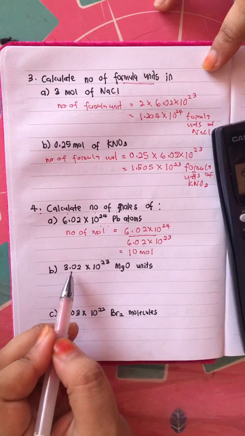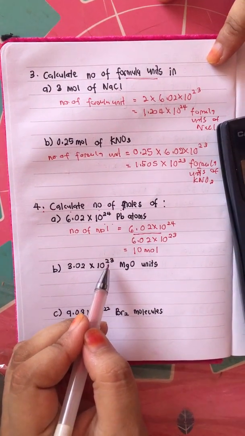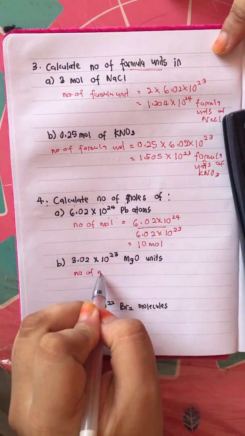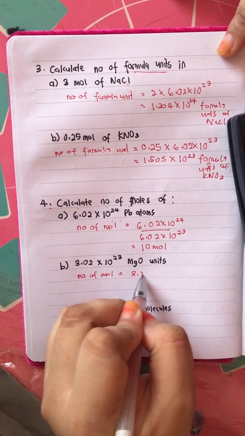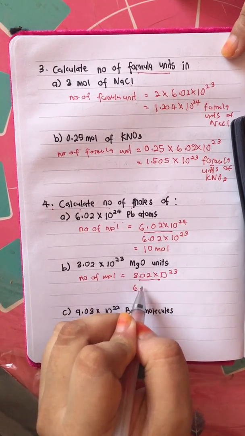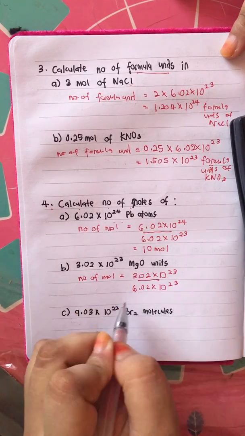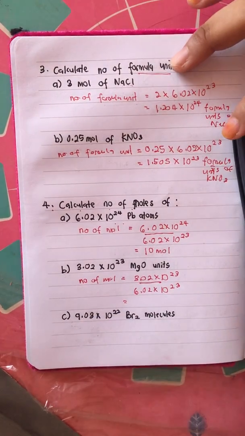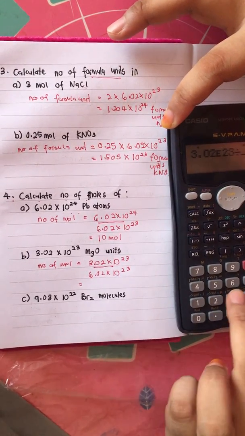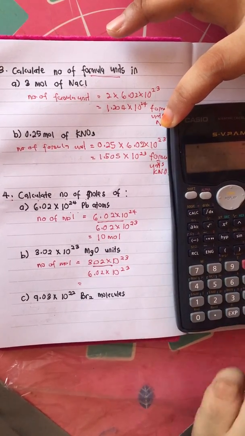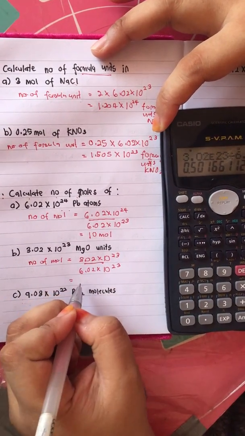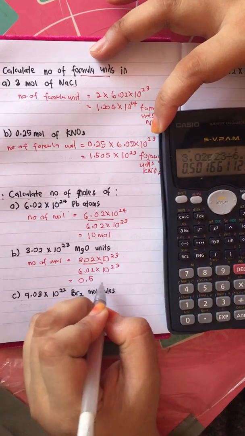Okay. Hati-hatilah buat. Okay, soalan seterusnya 3.02 times 10 to the power of 23 magnesium oxide unit. So sama je, number of mole equal to 3.02 times 10 to the power of 23 divide by 6.02 times 10 to the power of 23. Okay, tak payahlah gatal-gatal nak potong. Okay, tekan saja kalkulator awak. 3.02 eksponen 23 bahagi 6.02 eksponen 23. So awak dapat macam ni kan. Okay, kalau dapat macam ni, awak just ambil 0.5 mole.